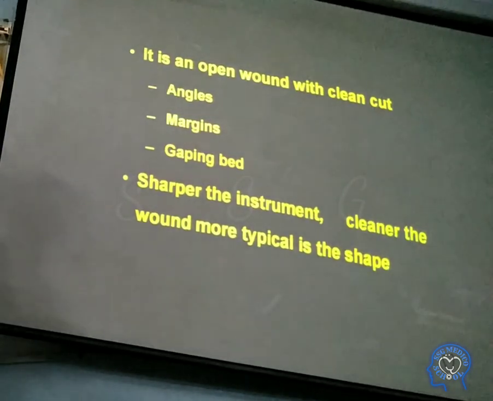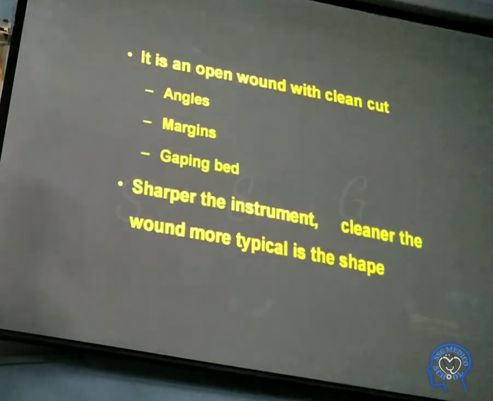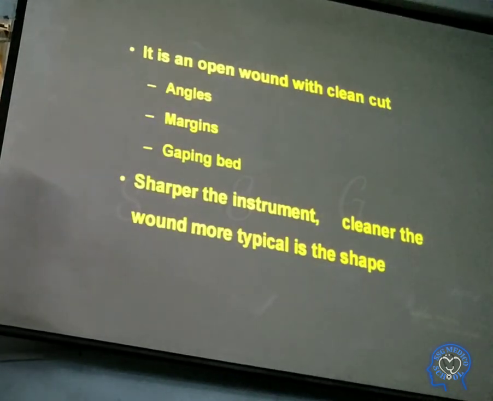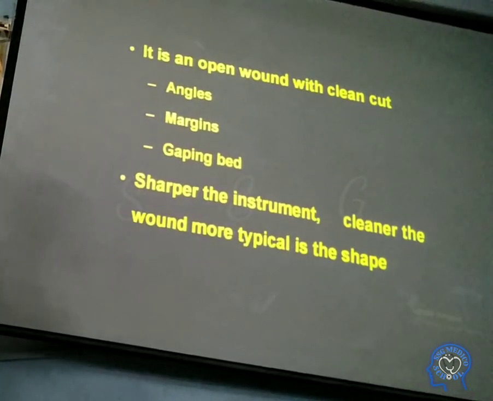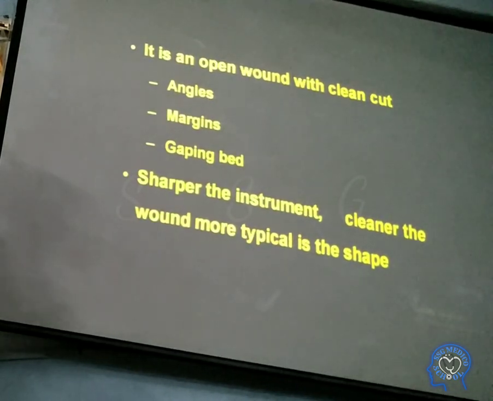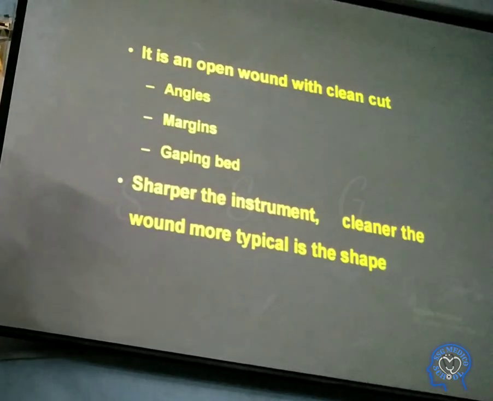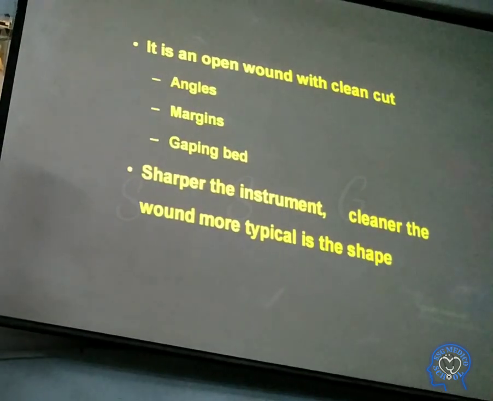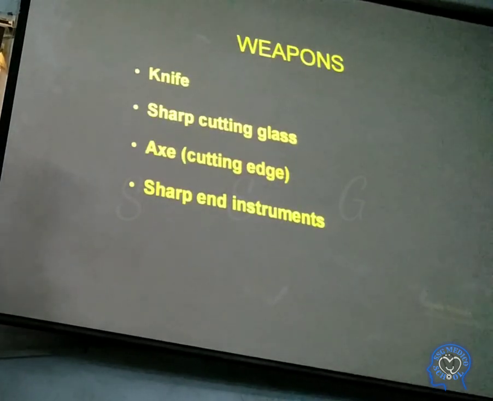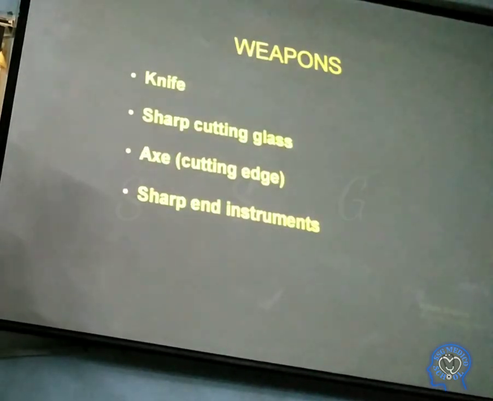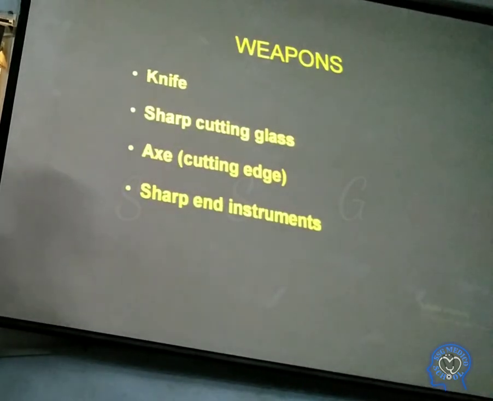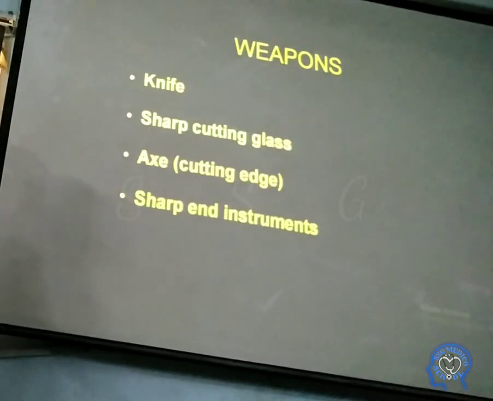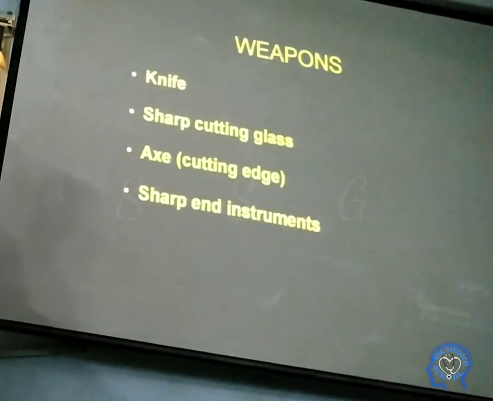It is an open wound having angular margin and gaping. बीच में जो gap होगा, it is called the gaping. Sharper the instrument, more pronounced in size, and it is according to the shape of the weapon. Next. Knife, sharp cutting glass, edges, sharp-ended instruments. Next.